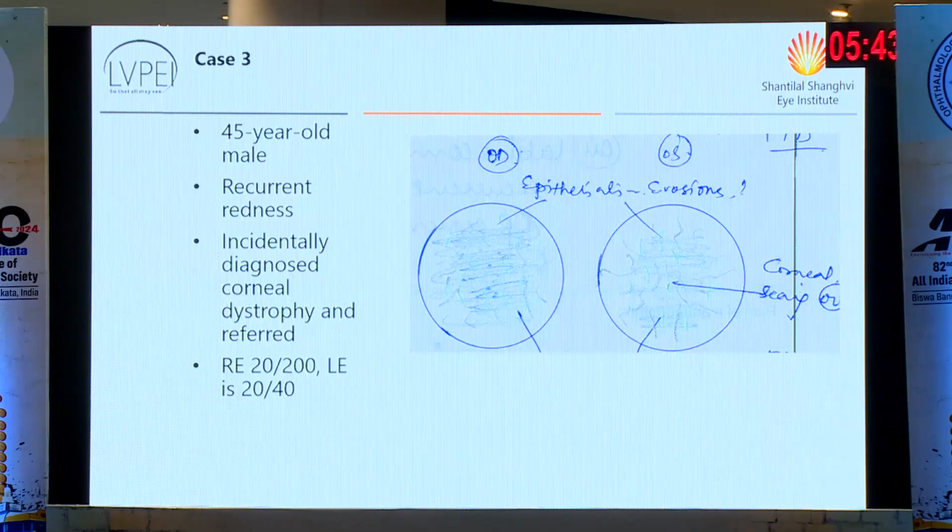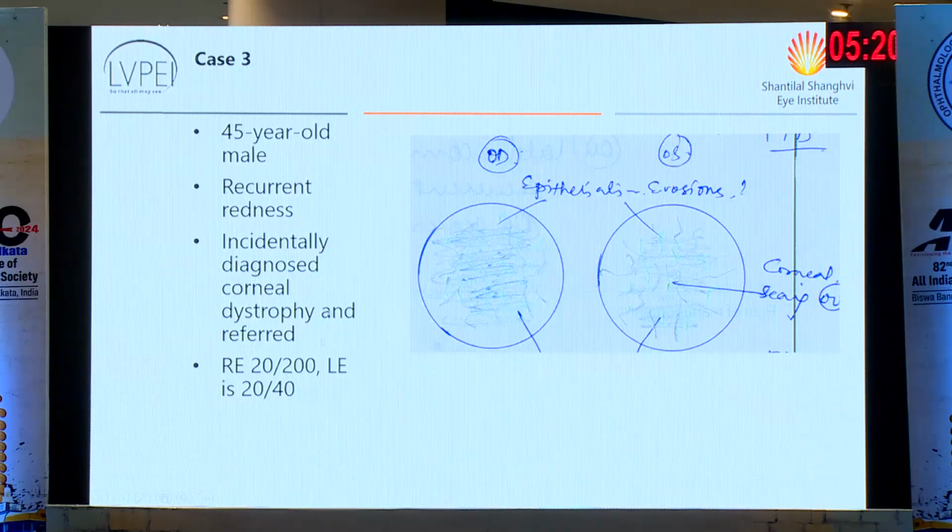The last case I'll end up with is another patient who's 45 years old, and he had recurrent episodes of redness and so on, so recurrent corneal erosions basically. And he didn't go all this time in his life for any checkup, because he didn't know that he has poor vision. He thought this is normal vision for what you should have.